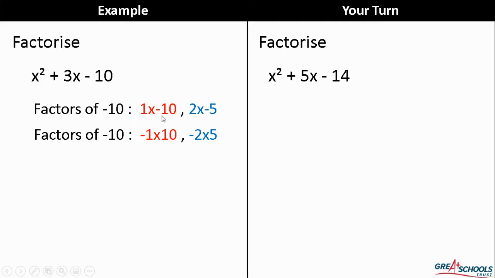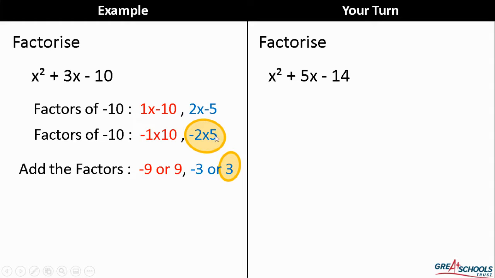However, what I do know is that I can cut my work down a little bit, because this number here, the coefficient of x, is positive. Therefore, I am interested in the pair of factors where the larger number is positive. In other words, I'm looking at one of these two. And which one of these two gives me 3? Well, negative 1 plus 10 is going to give me 9. That's no good. But negative 2 plus 5, or 5 take away 2, whichever way you look at it, is going to give me 3. So I've got my answer, those two there.